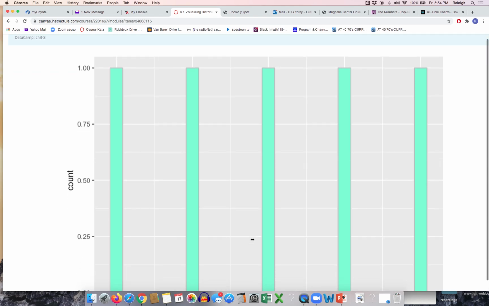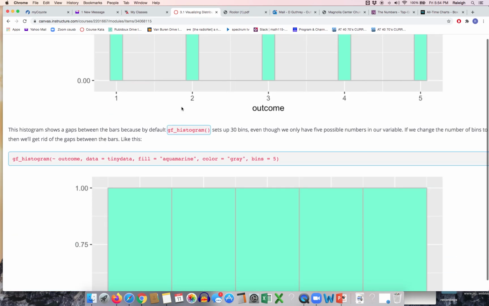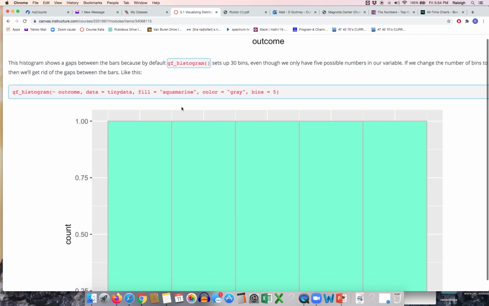So they pick different colors, of course, as you can see. It's basically the same outcome. The outcome numbers 1, 2, 3, 4, 5, and the counts, just as good as totals, is 1 apiece. So not much happened there. They just illustrated different colors.